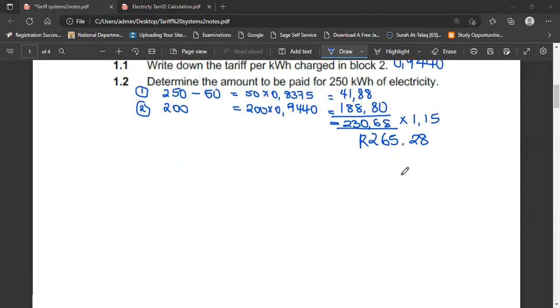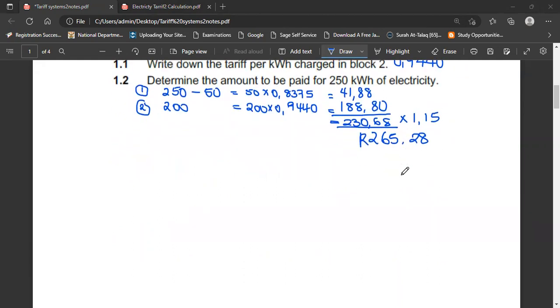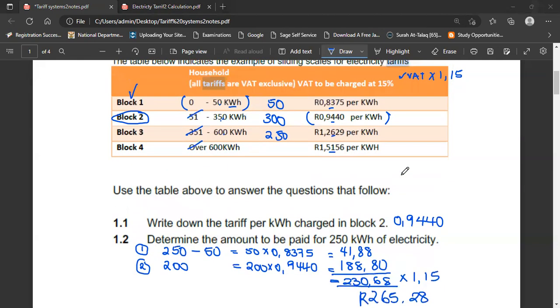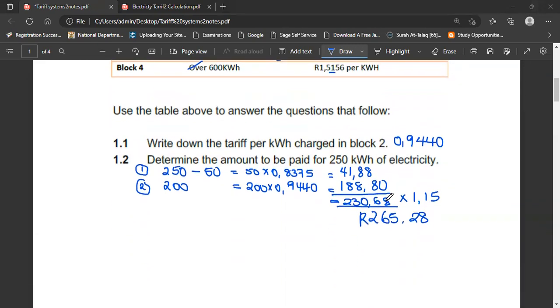All right, let's take another example. Someone might be asking, what about if it exceeds 350? We're going to look at that now.